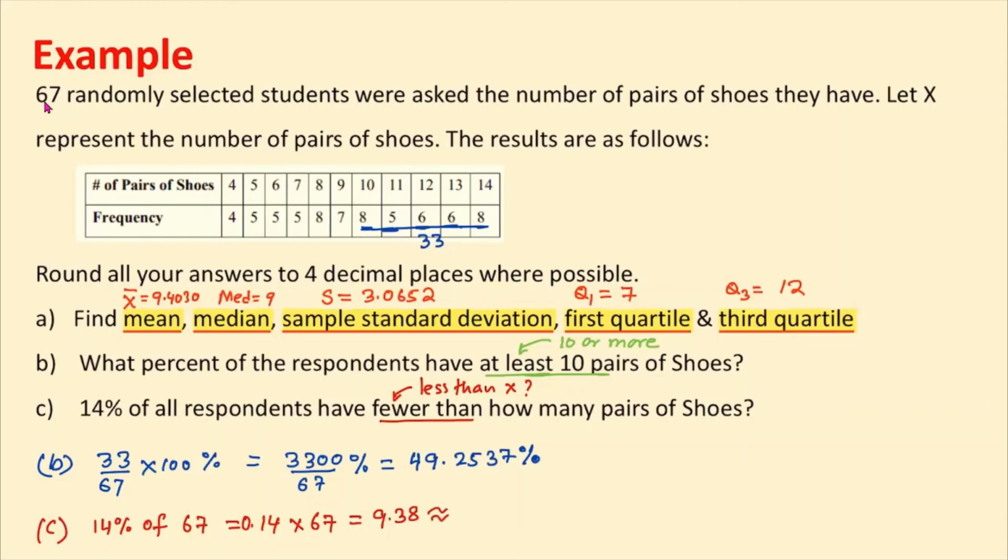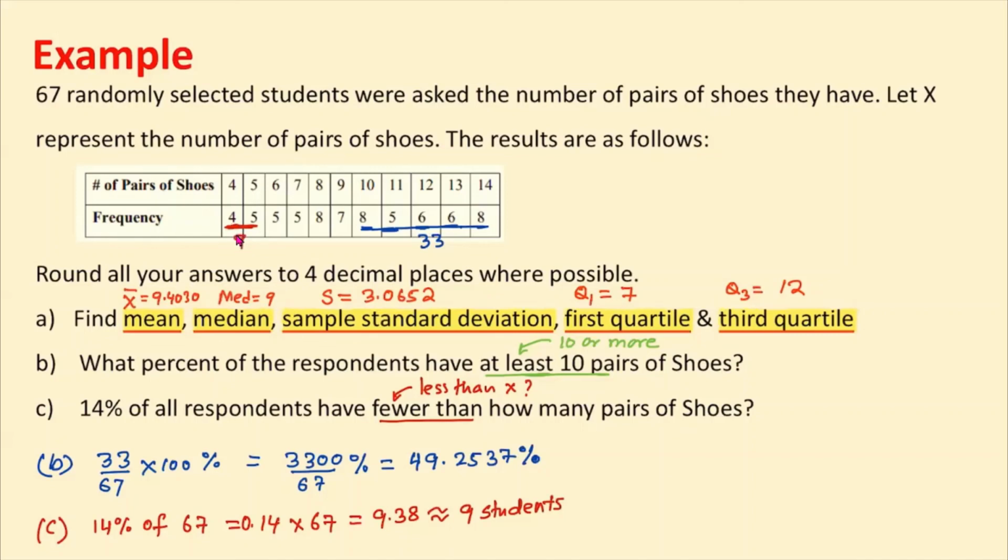Here we are looking for the number, so this is approximately 9 students. So 9 students have fewer than how many pair of shoes? You can see 4 students have 4 pairs. That means these 4 students, try to understand here, have less than 5 pairs. That is the meaning. Now 5 plus 4, this becomes 9. The 9 that we are looking for.